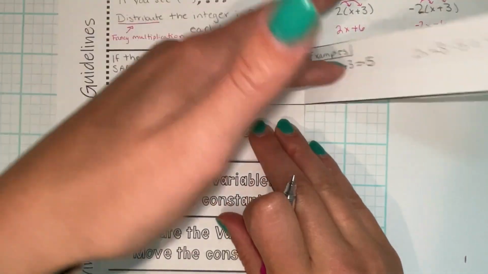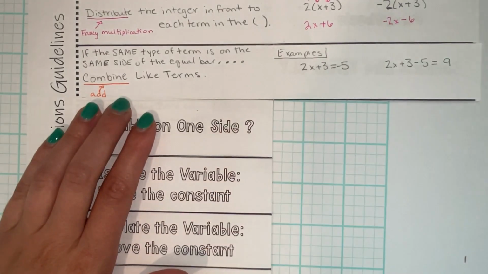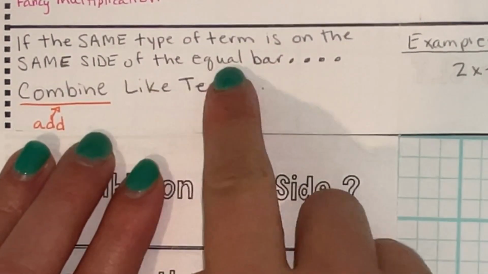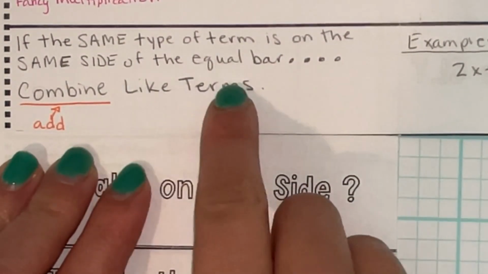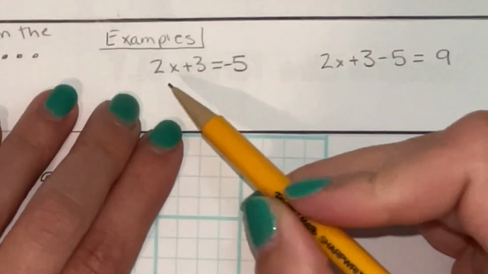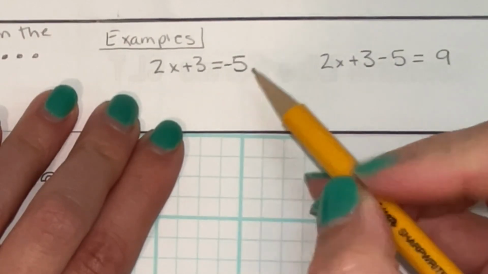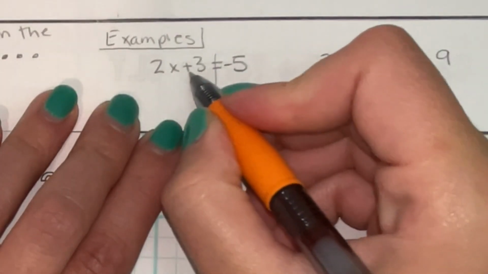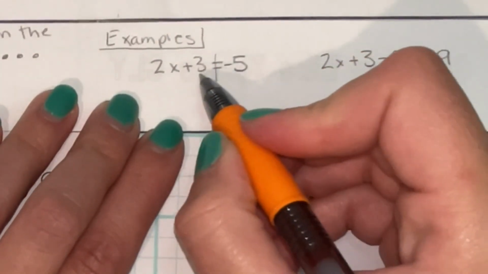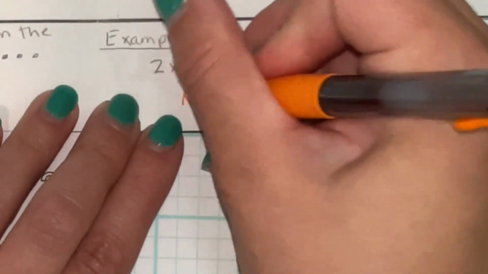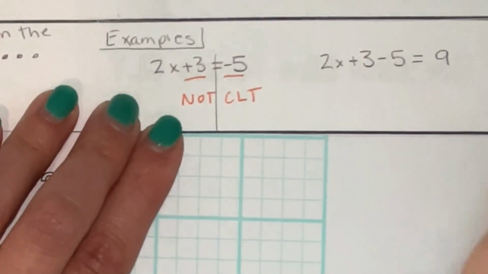Okay, next one we have is for combining like terms. So if the same type of term is on the same side of the equal bar, you will combine like terms. And combine is just a fancy way to say add. So, for example, if you have 2x plus 3 equals negative 5, on this equal bar here, my like terms are going to be this 3 and this 5. But they are not on the same side, so we will not combine like terms, okay?